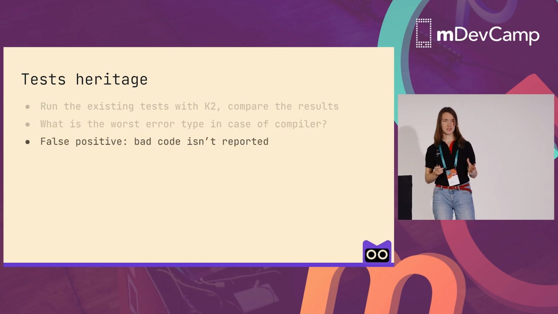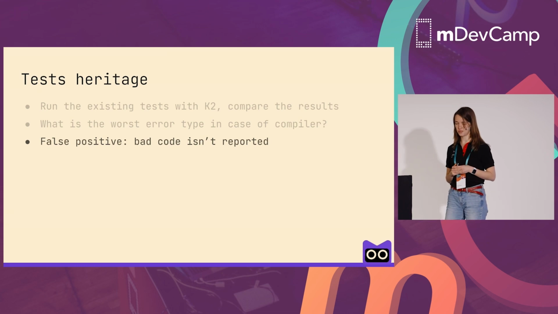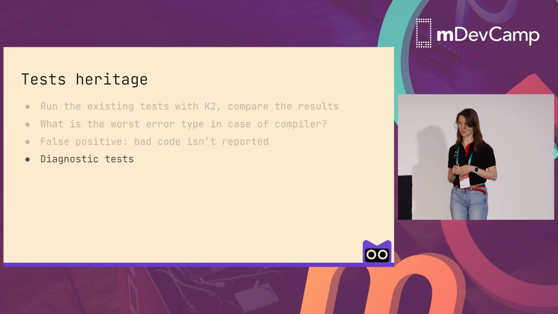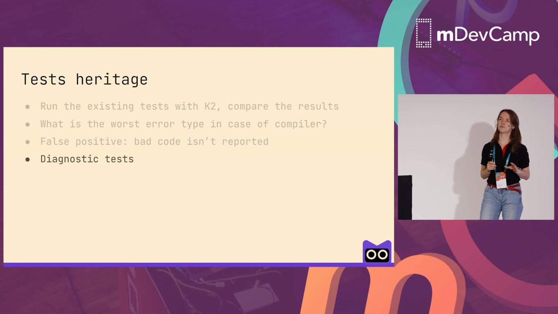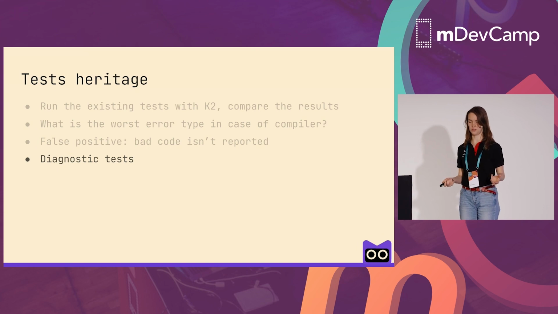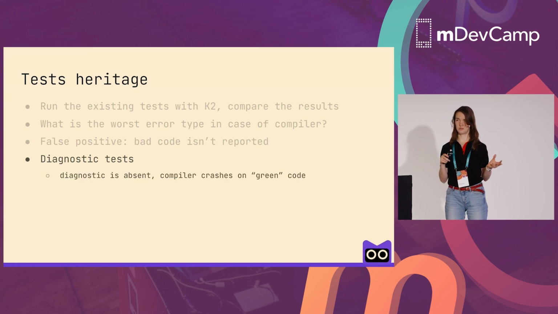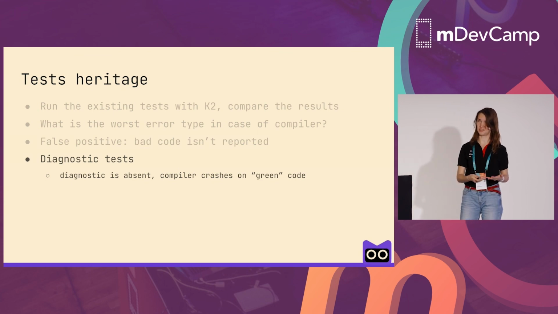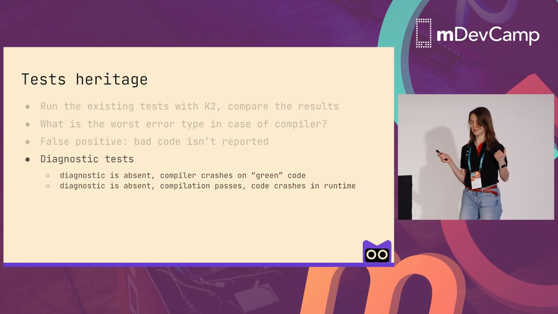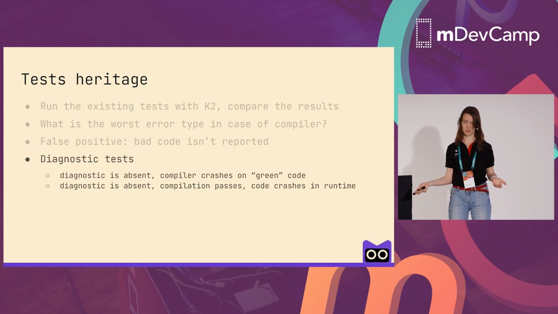So, this is our hero: the code isn't reported during the compilation, but then it crashes. And there are several flavors of it, actually. All the flavors are covered by the so-called diagnostic tests. They are specifically targeted on this error, and there are different ways of not working even there. So the diagnostic which should be reported by the compiler is absent, and we are crashing during the compilation. But we also make a crash in runtime.